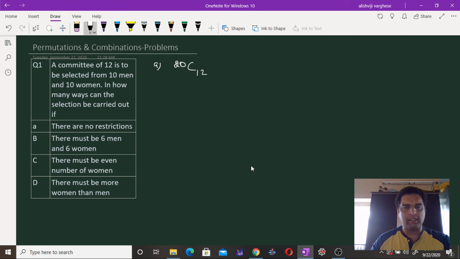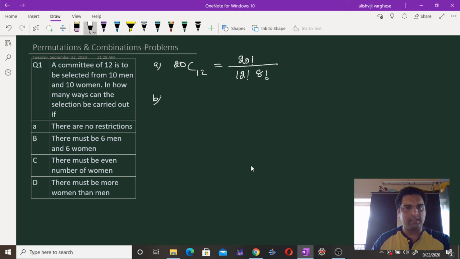And I think this expression is enough, and this can be evaluated as 20 factorial, that is 1 into 2 into 3 into etc. up to 20, divided by 12 factorial into 20 minus 12, that is 8 factorial. So that's the answer. Then the second part: there must be 6 men and 6 women. So exactly 6 men and exactly 6 women.